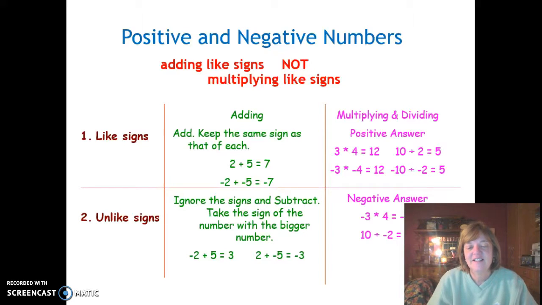And if they are different signs, like in the second half of this thing right here, you're going to get a negative answer. A negative times a positive is a negative answer. A positive divided by a negative is a negative answer. And a negative divided by a positive is a negative answer. It doesn't matter which one's negative. If one of them is and one of them isn't, the answer is negative.